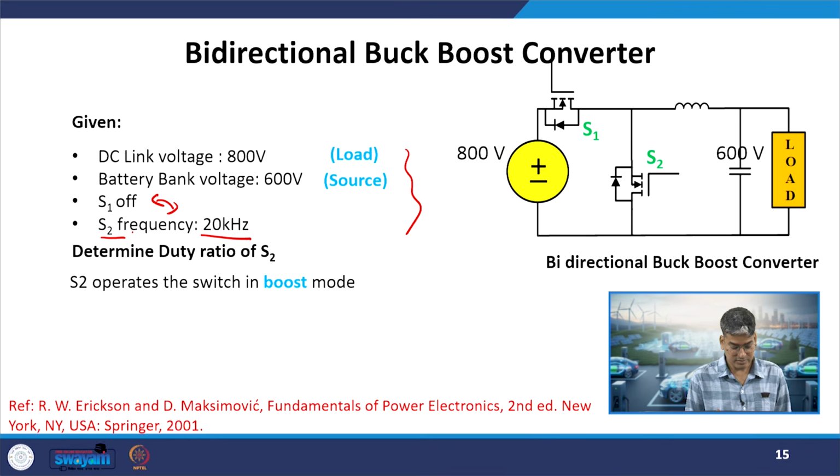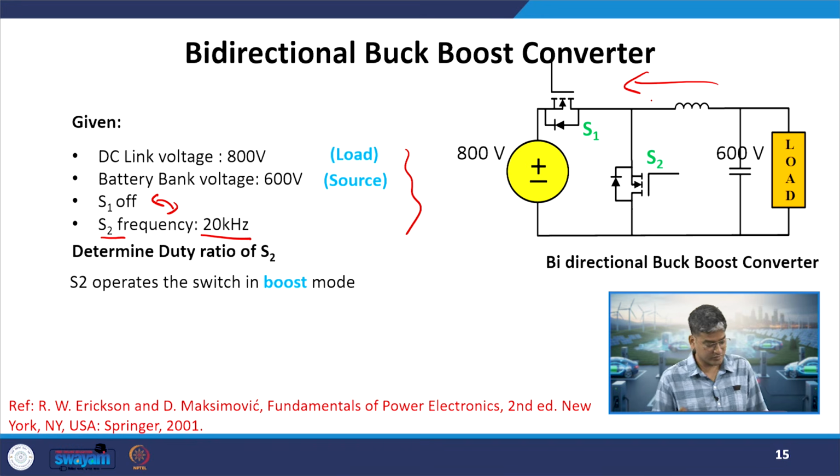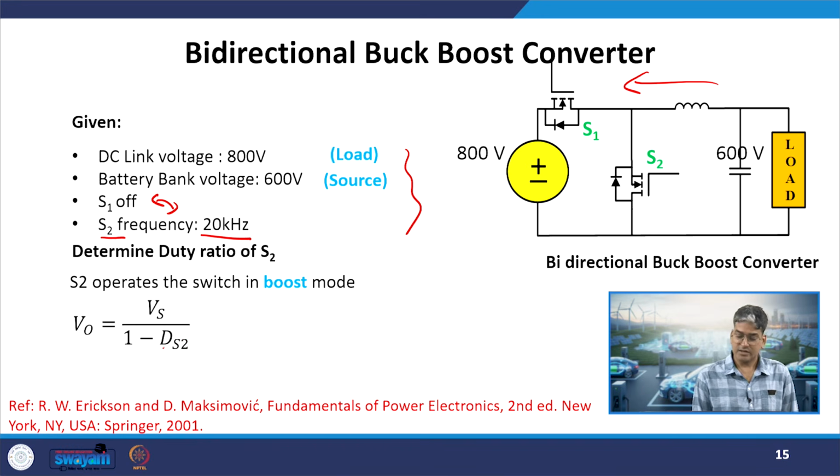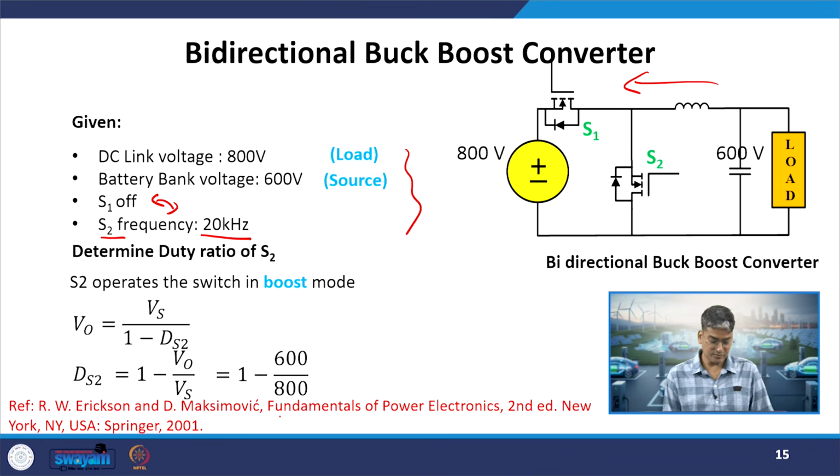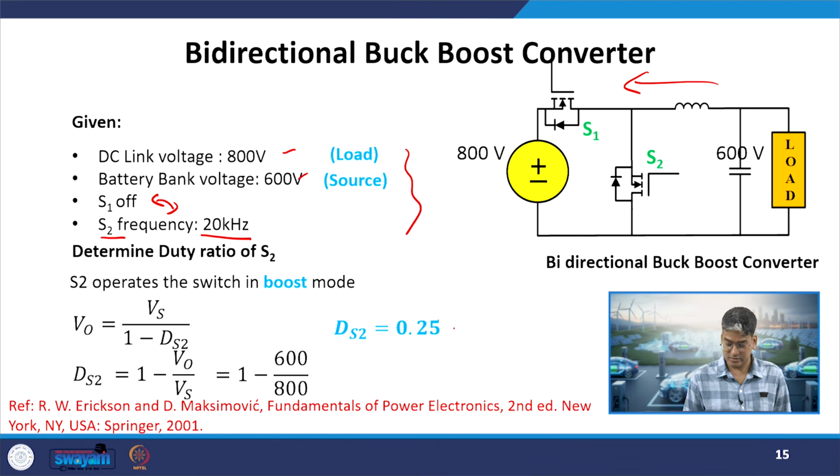Switch 1 is kept permanently off and switch 2 is operated at 20 kilohertz. When switch 2 is operated, we have seen that the power will be flowing in this direction, or it will be operated in the boost mode. Now the relation between the input and output voltage, we know that it will be equal to 1 minus ds2. In this case ds2 will be equal to 1 minus 600 by 800 as per our given values. So we will find that the value will be equal to 0.25.